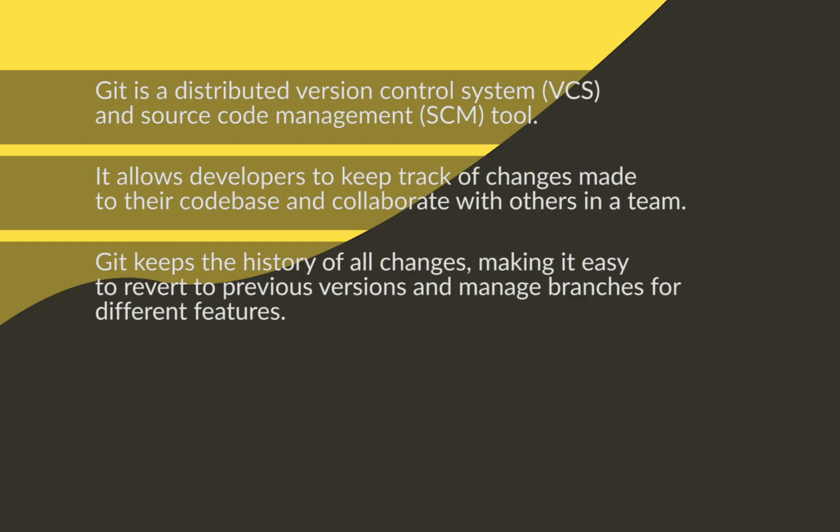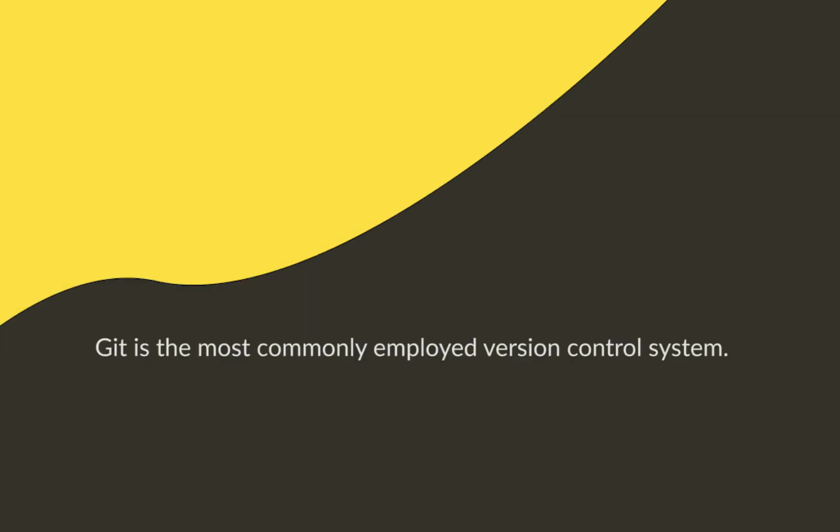There are many version control systems out there, such as Mercurial, Subversion, and Git. There are others as well. I can't really remember them all. But Git at the present moment is the most commonly employed version control system.